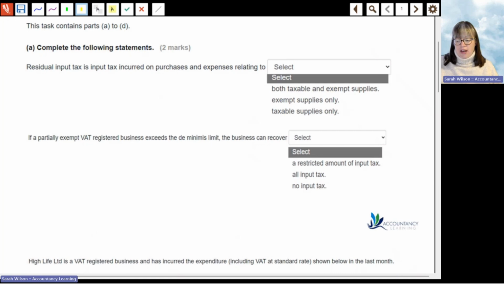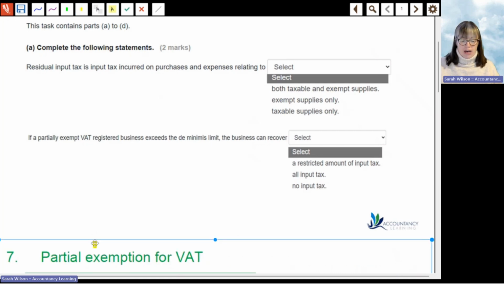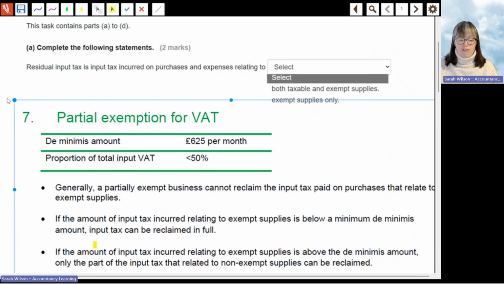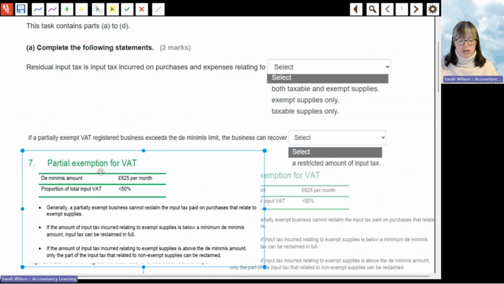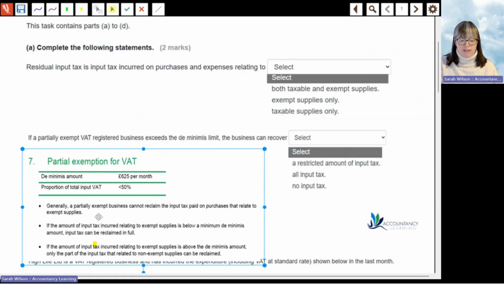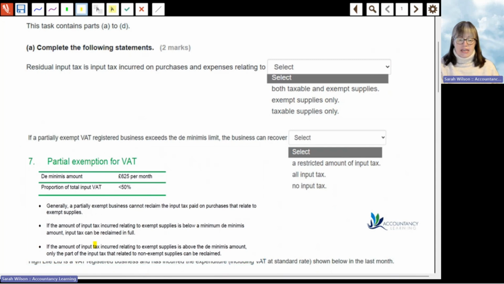So for this then, we are going to be able to have a look at some reference material here. So we're going to look at reference material 7. So the residual input tax is all about this de minimis limit. So the answer is going to be that it is incurred on purchases and expenses relating to both taxable and exempt supplies.